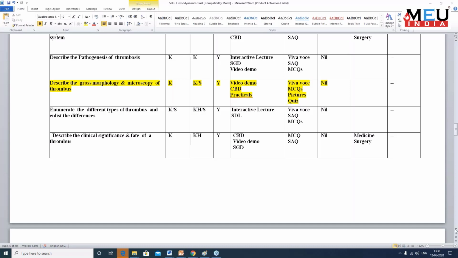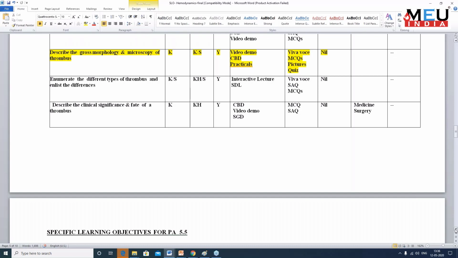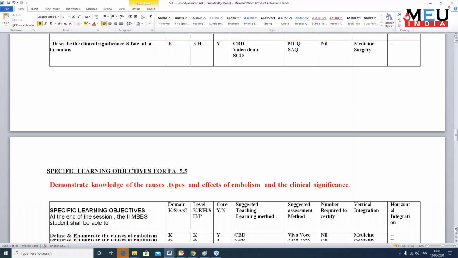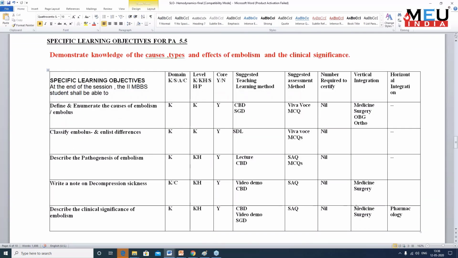Ma'am, will you be discussing emboli, different types of emboli in the next one, infarction, emboli? Yes, ma'am, that's what I said, that I have broken them down into multiple SLOs, because clubbing them would be a little bit too much for us to cover, and the student will not be able to understand. So the next SLO would be on embolus.